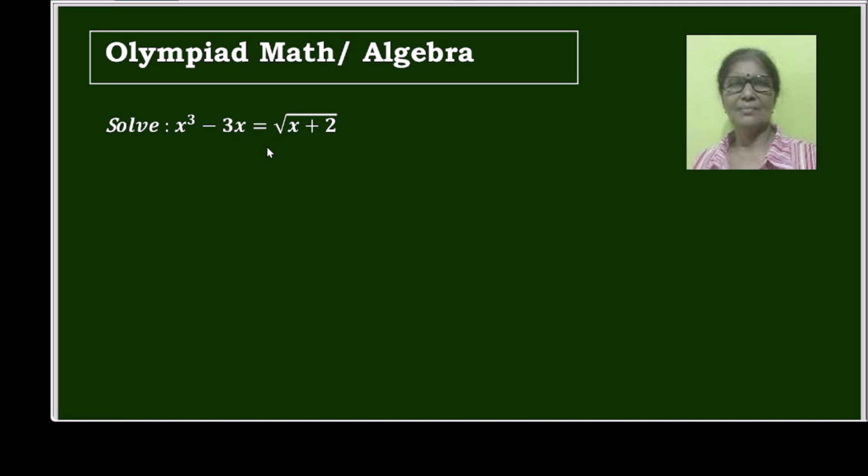Please see the right-hand side. The square root of x plus 2 is defined when x is greater than or equal to minus 2. So, as I told, I'll use trigonometry to make it easier.